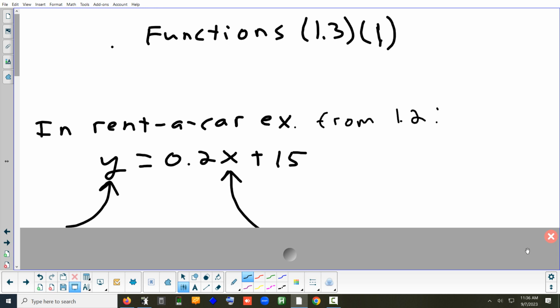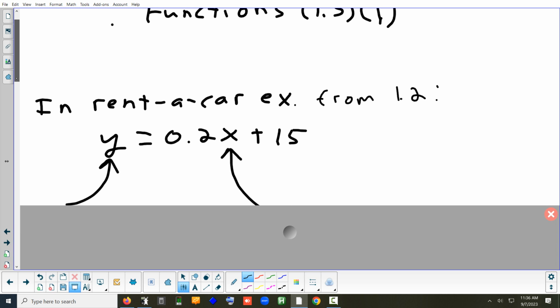So let's look back at the rent-a-car equation that we had. This variable is your x, the one on the left-hand side is your y. And does anybody remember the name that I gave to the x? Independent. And the name I gave to the y? Dependent. There's also another name for x, and it begins with a D. Yep. Domain. And does anyone know the word that goes with that for the y? Range. The range. Yep.